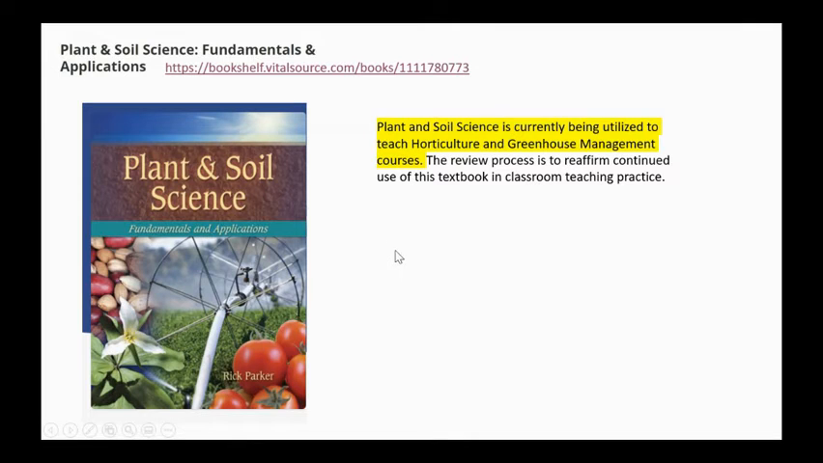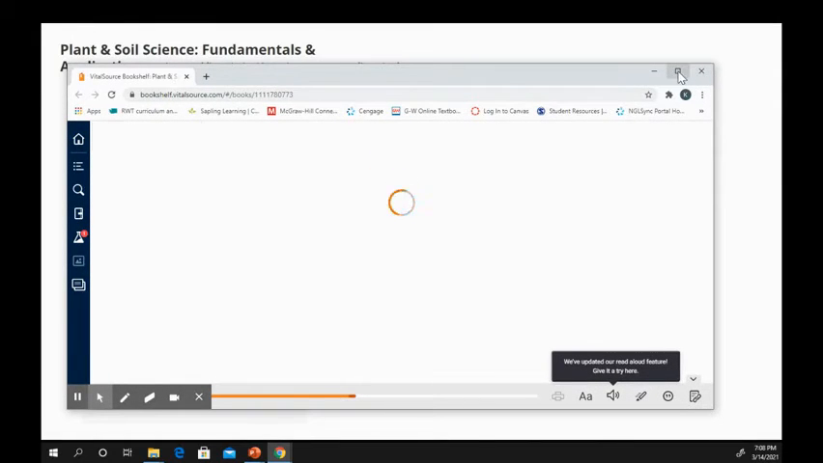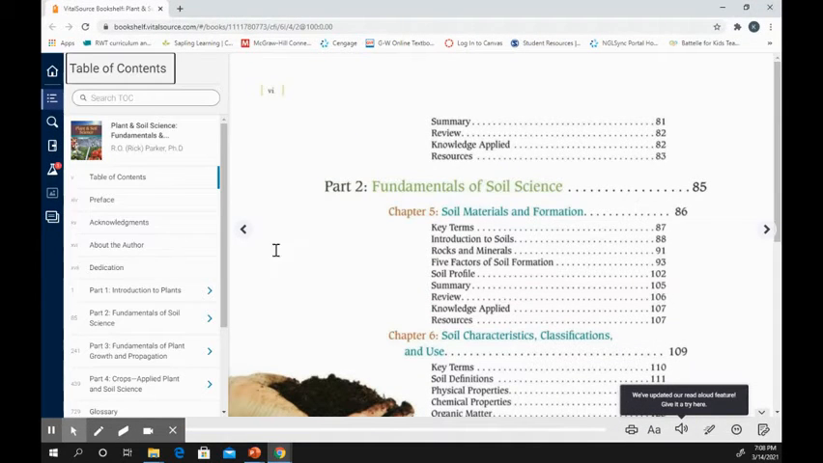The next text adoption I would like to share with you is our Plant and Soil Science Fundamentals and Application. This text is currently being utilized to teach horticulture and greenhouse management courses. This review process is to reaffirm continued use of this textbook in classroom teaching practice. As you can see, it is taking a moment to load.